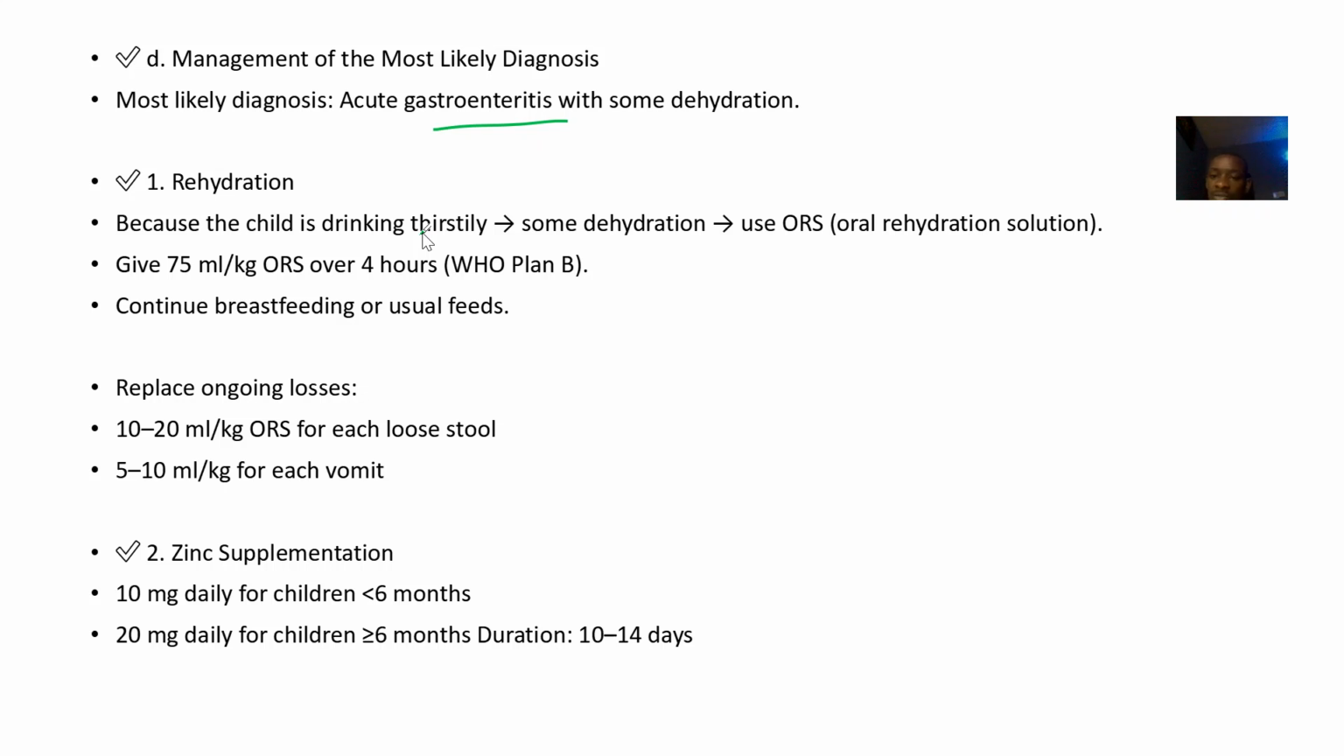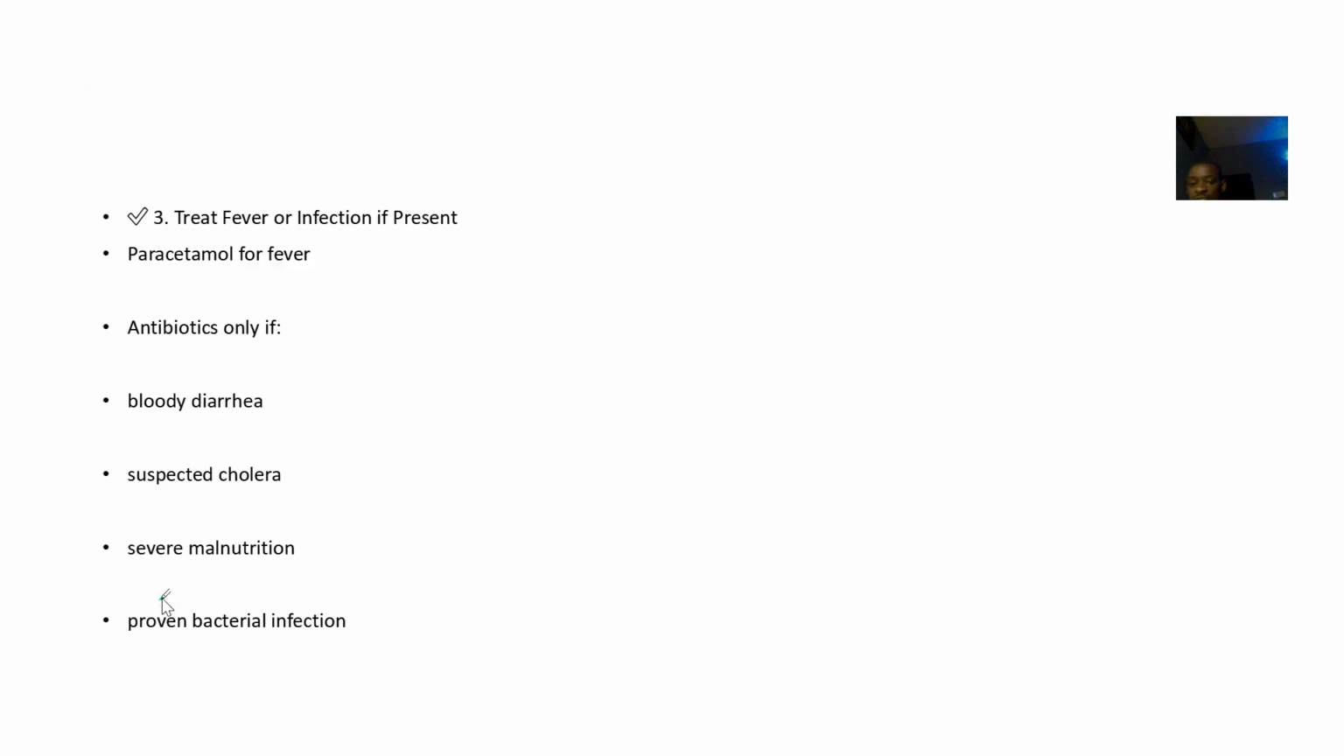ORS, oral rehydration solution. You give about 75 ml per kilogram of ORS, and that's over 4 hours. Replace ongoing losses. That's about 10 to 20 ml per kg for every loose stool they pass. Then 5 to 10 ml per kilogram for each vomit. Then you supplement them with zinc, 10 milligrams daily for children.